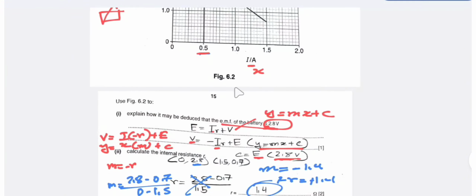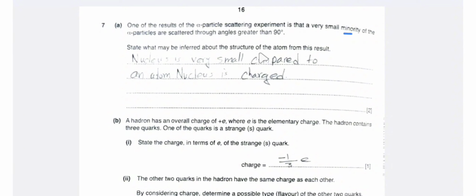Number 7 part A. One of the results of the alpha particle scattering experiment is that a very small minority of the alpha particles are scattered through angles greater than 90 degree. State what may be inferred about the structure of the atom from this result. So we need to state the structure of the atom.